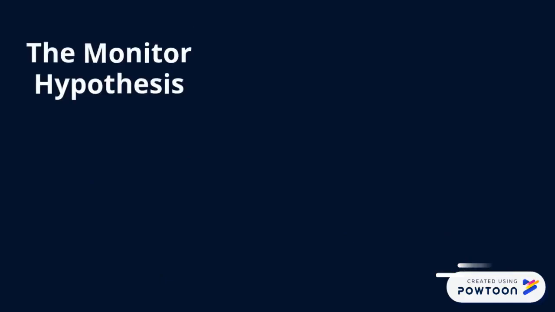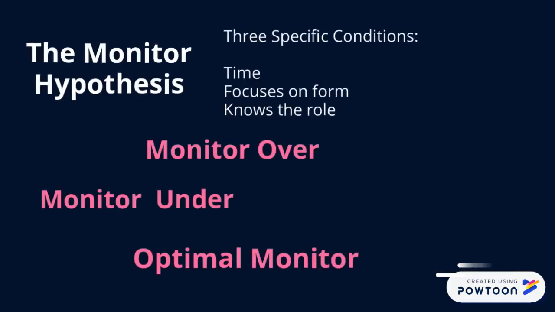The monitor hypothesis explains the relationship between acquisition and learning. The acquisition is the utterance initiator, while the learning system performs the role of the monitor or the editor. There are three types of monitor users: monitor over-users, monitor under-users, and optimal monitor users.